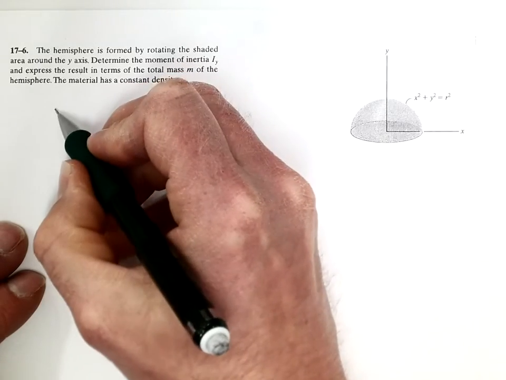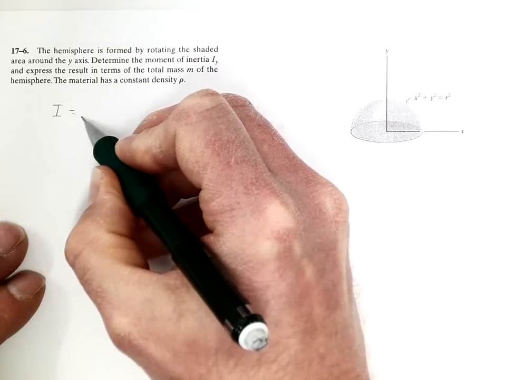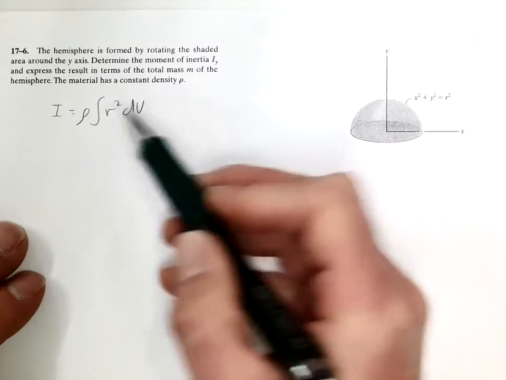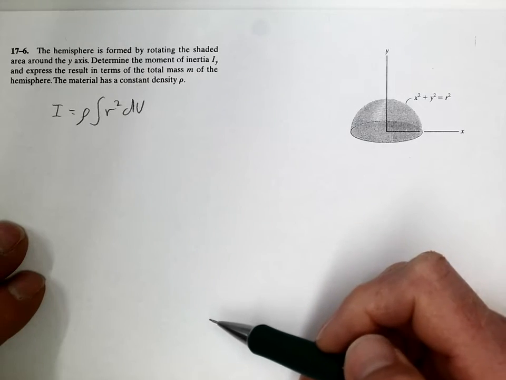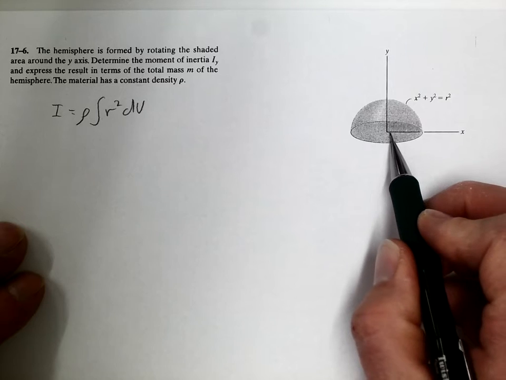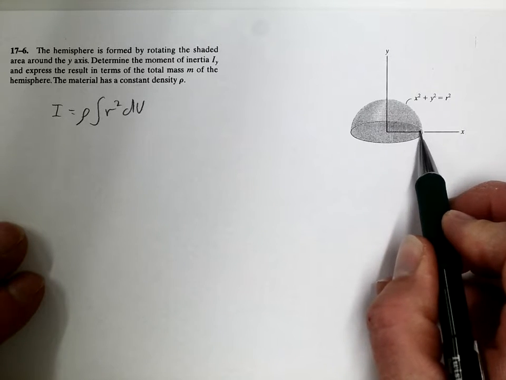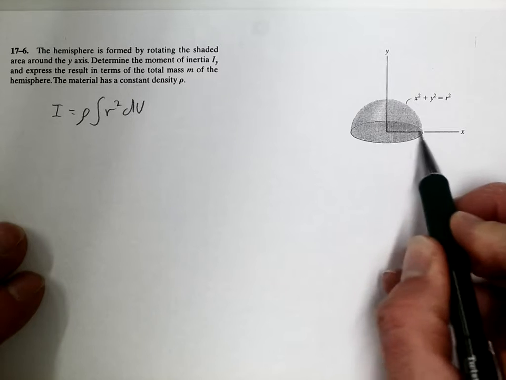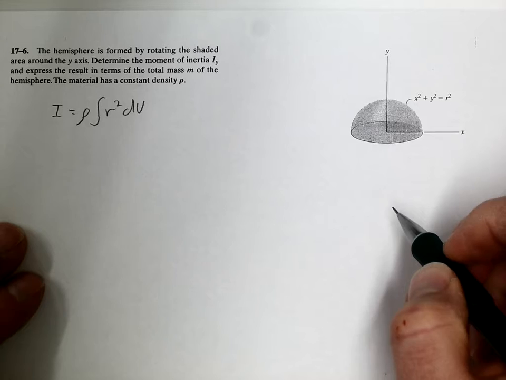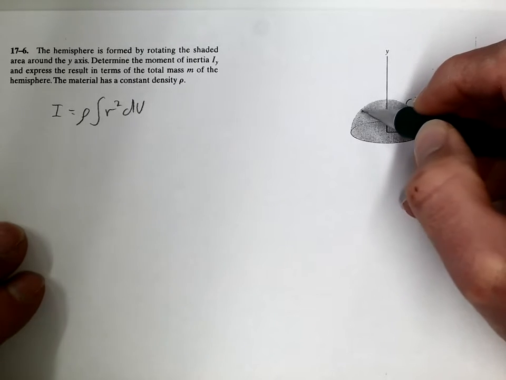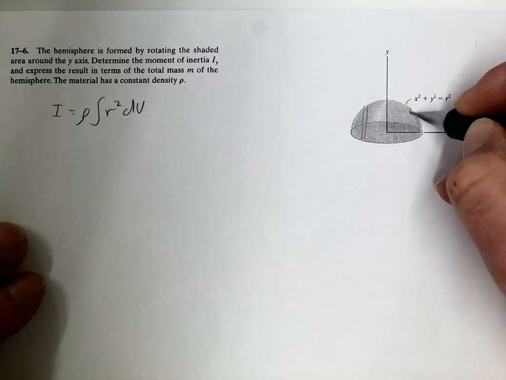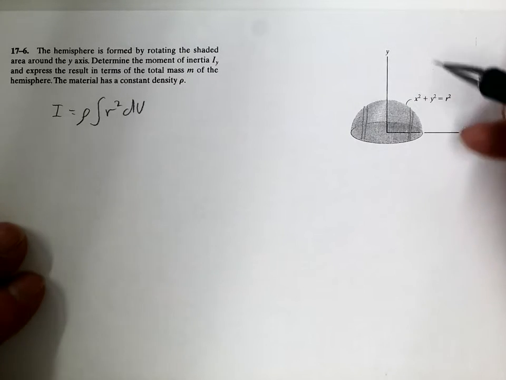So we're going to solve the equation I equals rho integral r squared dV. Because rho is constant, we can leave it outside the integral. Now r is going to be the distance from the y-axis. Okay, and we'll do it in the x direction. So I'm going to draw a dV, which will be cylindrical in shape, because I want a constant x.